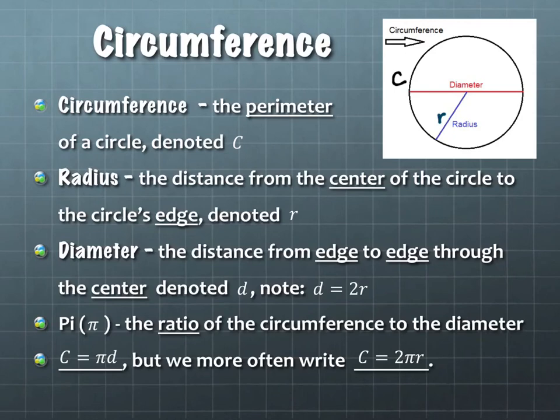Diameter goes clear from one side of the circle to the other side of the circle. It's the red one that's denoted there. And it has to go through the center. That's really important. And we denote diameter with the letter D. Notice the diameter is twice the radius because the radius right here is R, and right here is R, and R plus R is 2R.